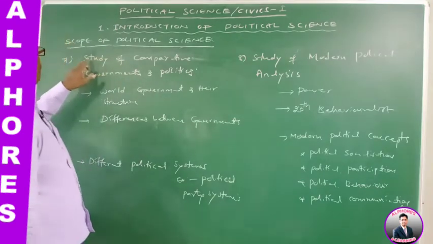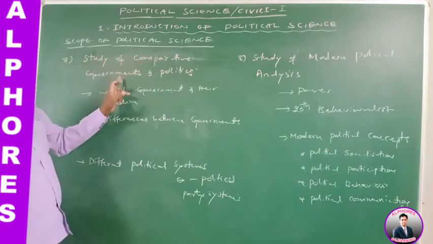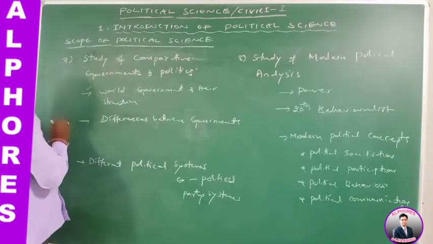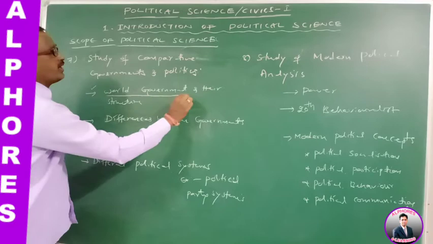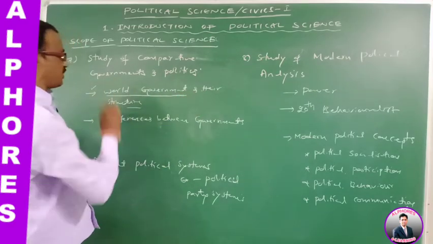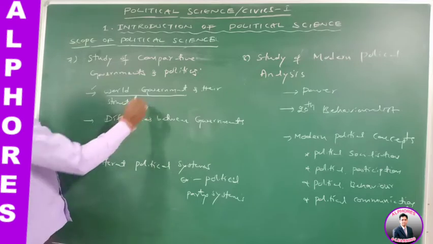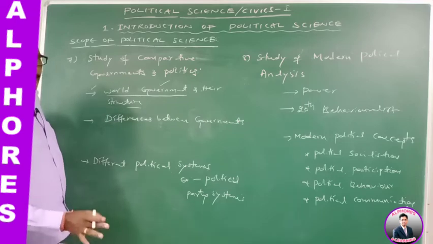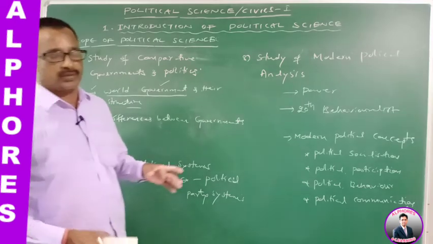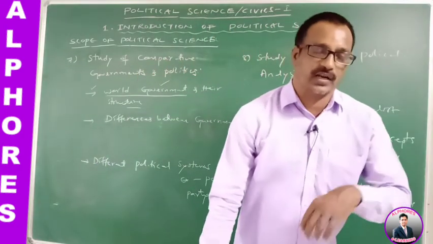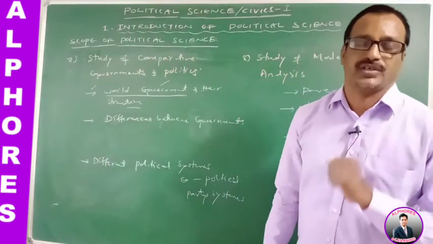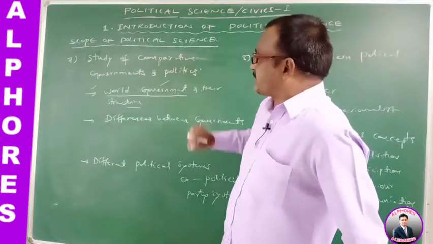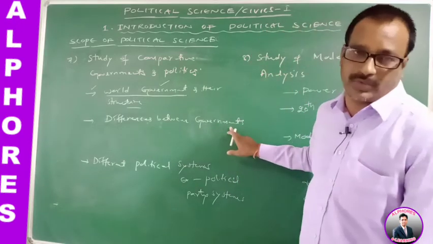Now, another point is the study of comparative governments and politics. Political science explains different types of world governments and their structure. In the world, various types of governments are there. At present, some modern governments are like unitary government, federal government, parliamentary government, presidential government. Through comparative study, we can understand the differences between various governments.